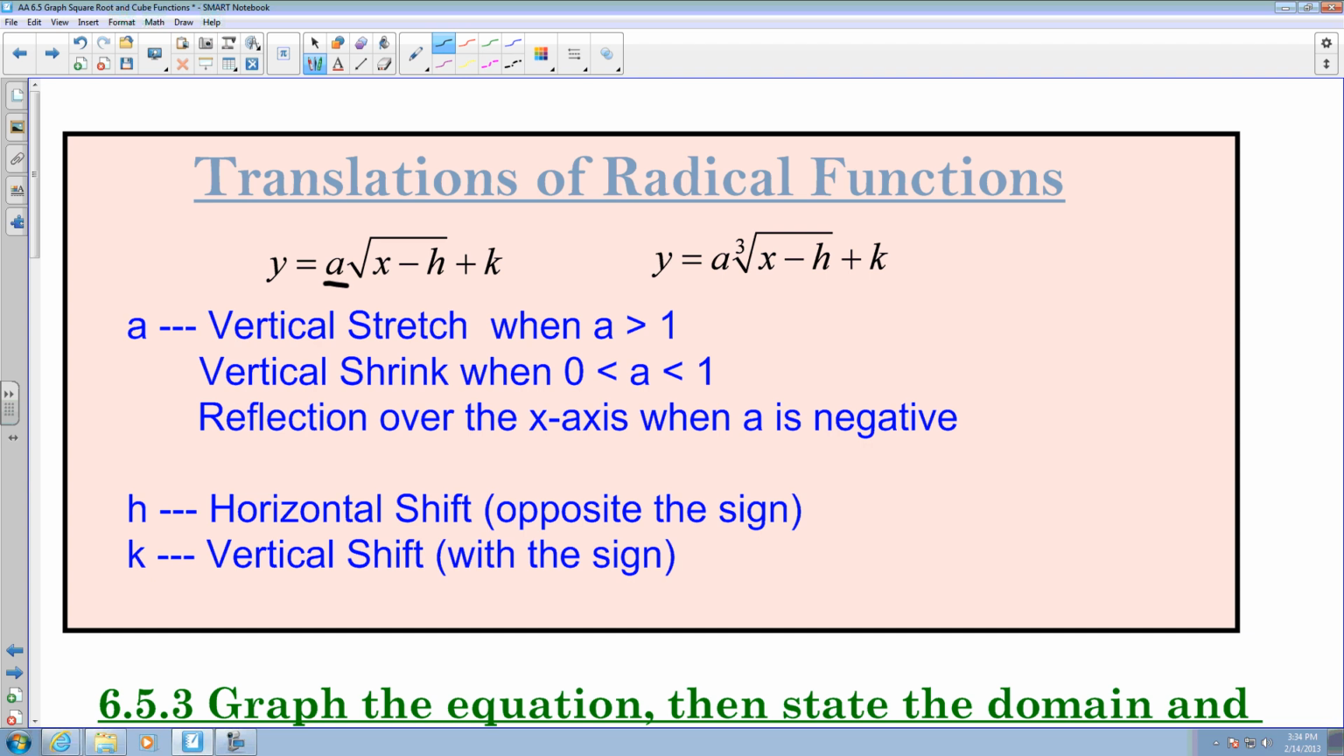Then when we're talking about x minus h, the h tells us the horizontal shift, and whether it's negative or positive, it's going to tell us the opposite sign is where we have to move it. So if it's x plus 3, that means we have to move it 3 units to the left. If it was x minus 3, we'd have to move it 3 units to the right. Now for k, whatever sign it is, that's the way we move it. So if it was plus 3, we'd move it 3 units up. If it was minus 3, we'd move it 3 units down.